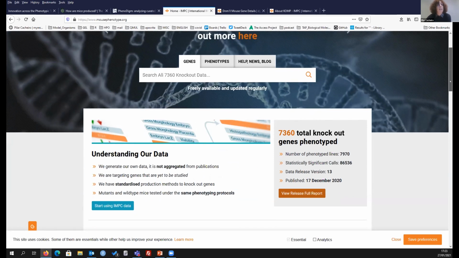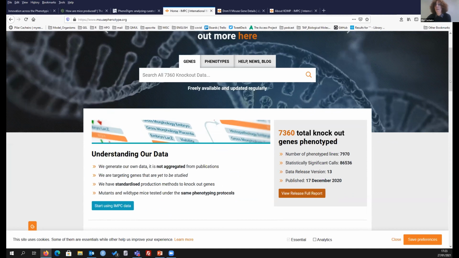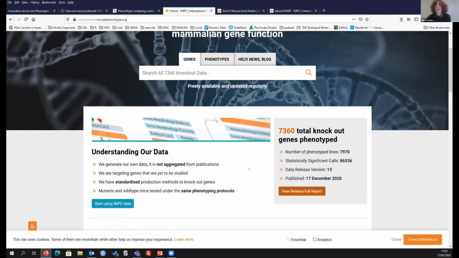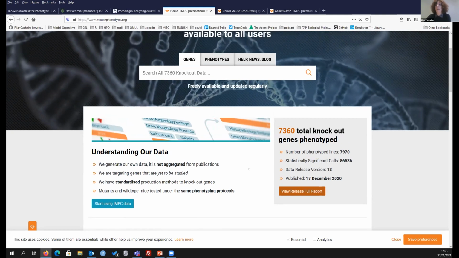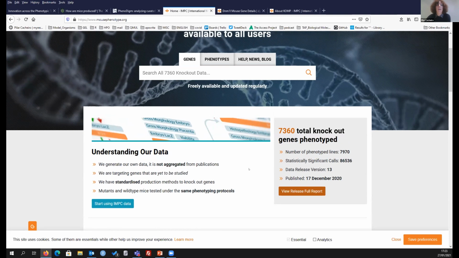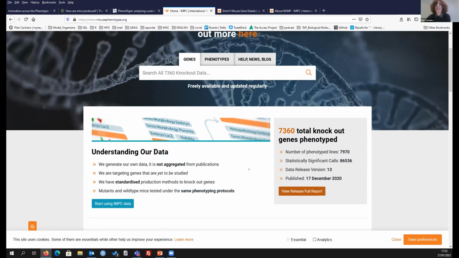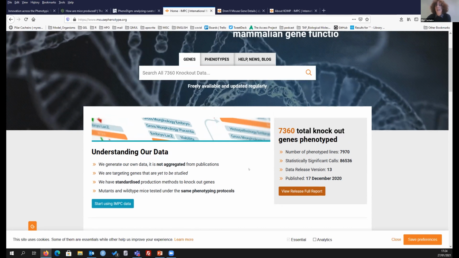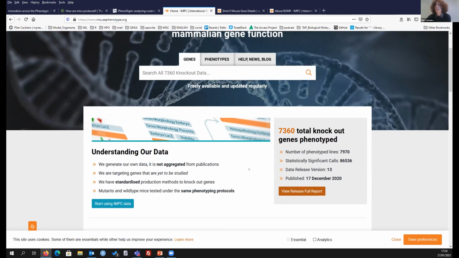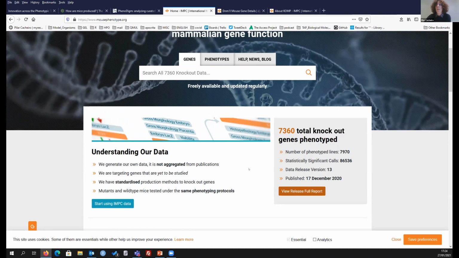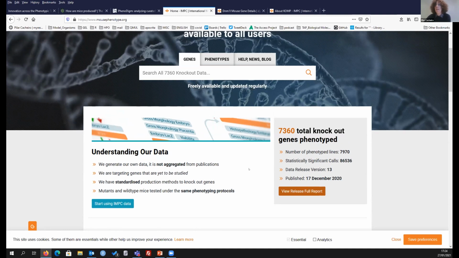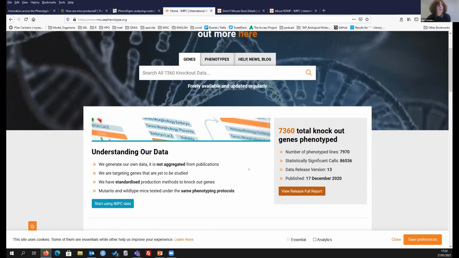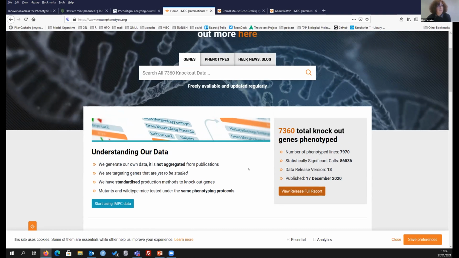And just a few things that I would like to highlight for those of you who are not that familiar with this resource. This is data that we are generating. We are generating the knockouts and we phenotype the mice, so it's not data aggregated from the literature. We are targeting genes that are yet to be studied, genes for which we don't have much information about the function, what we could call the dark genome. So we are targeting particularly those genes.